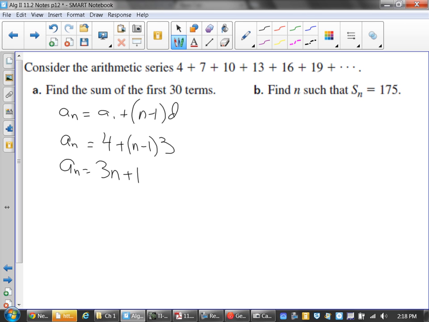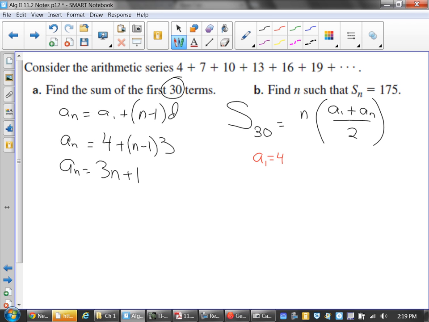Let me show you how that works. If I want to find the sum of 30 terms, the sum of 30 terms of an arithmetic sequence has the formula: the first term plus the nth term, over 2, times n. Now, what's my first term still? 4. Oops, a sub 1 is 4.